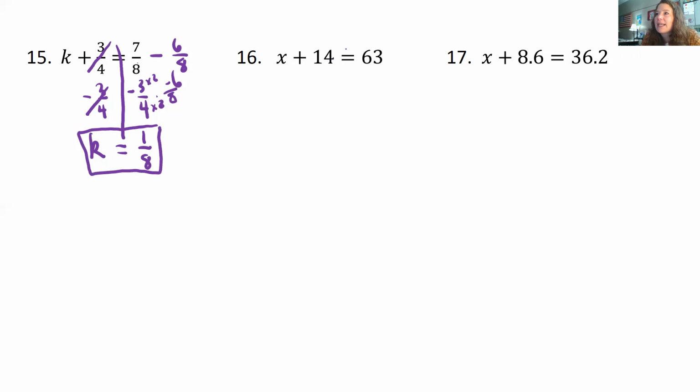All right, number 16. I want x by itself. So on the side with x is plus 14. So I'm going to do the opposite. I'm going to subtract 14.